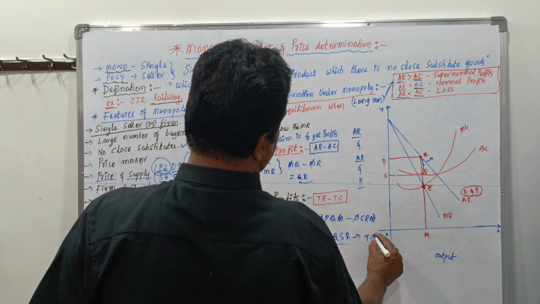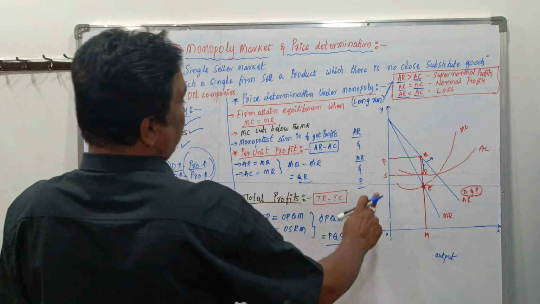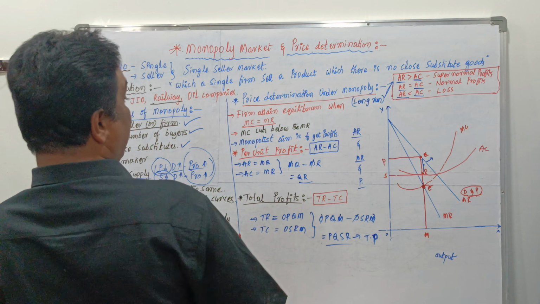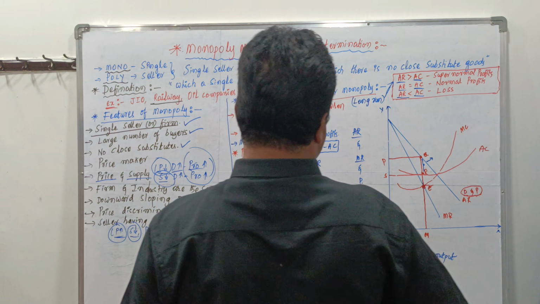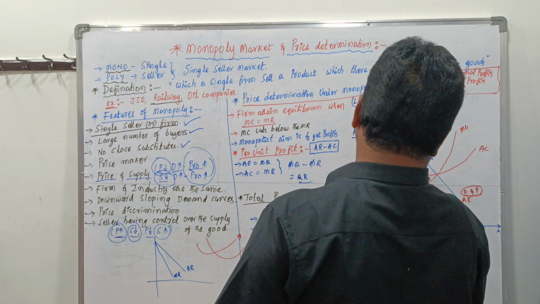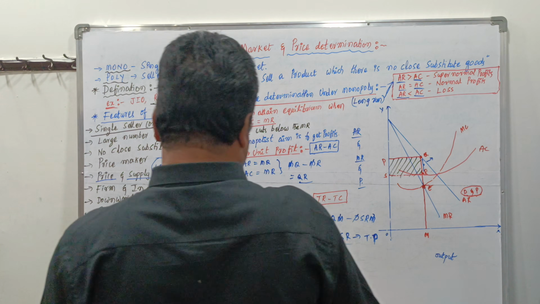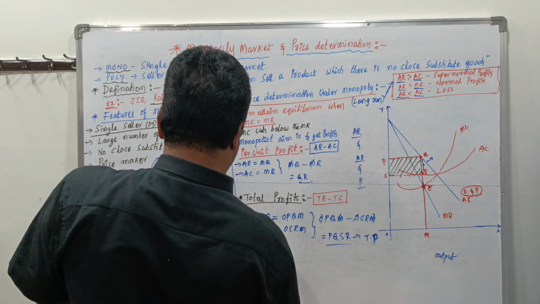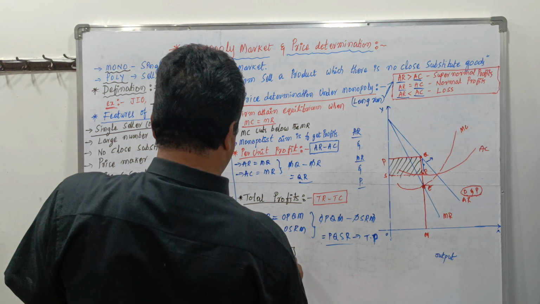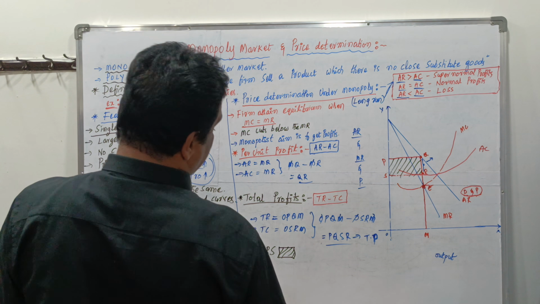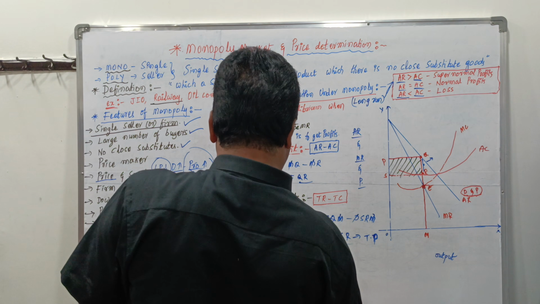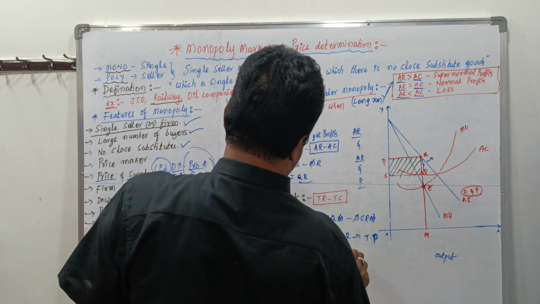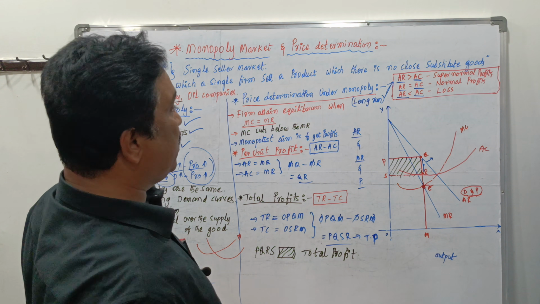Total profit of the seller. PQRS. This shaded area is called the total profit.